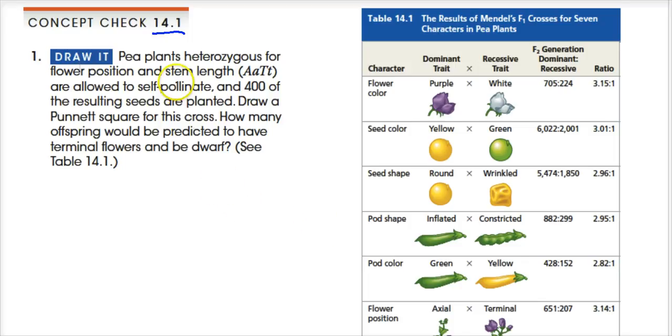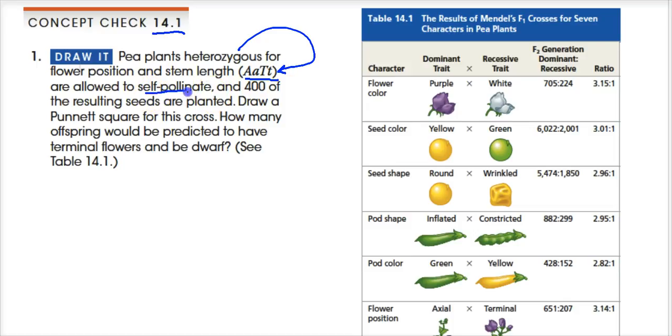So number one, pea plants heterozygous for flower position and stem length. There they're giving you the genotype of the alleles that we now know are located on chromosomes, and the plants are allowed to self-pollinate. Keywords here: heterozygous, and they're giving me the genotype, which will give you the phenotype. Phenotype is the actual traits that we see.